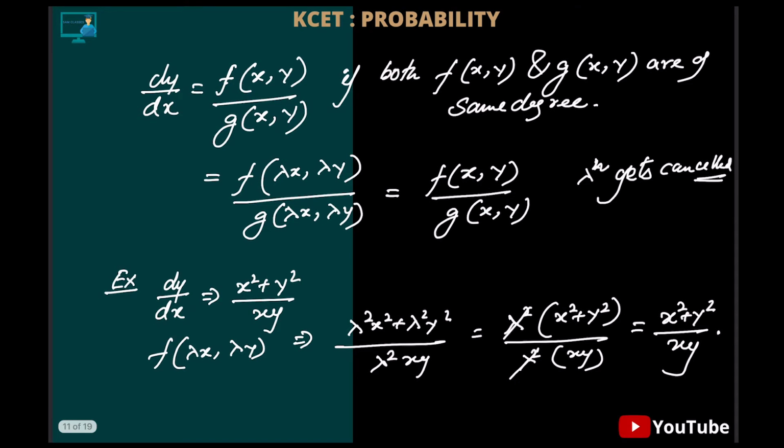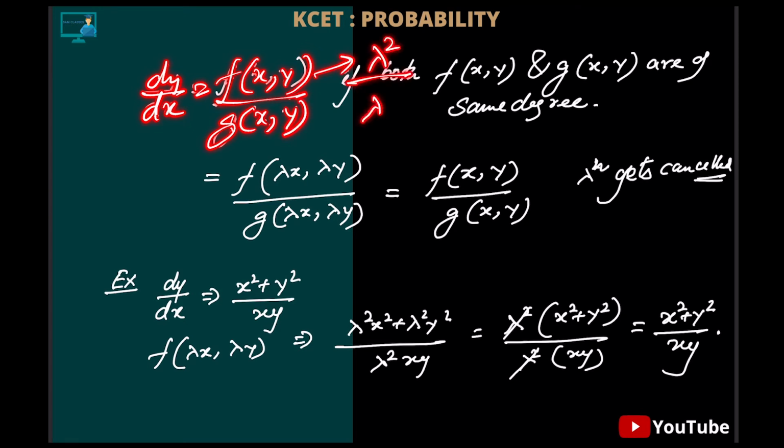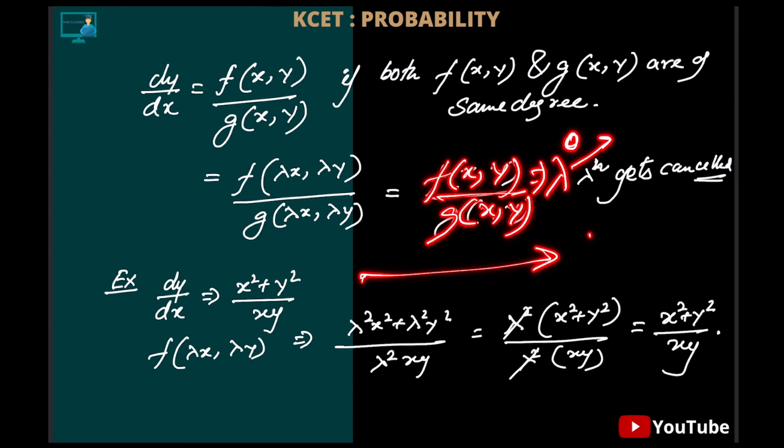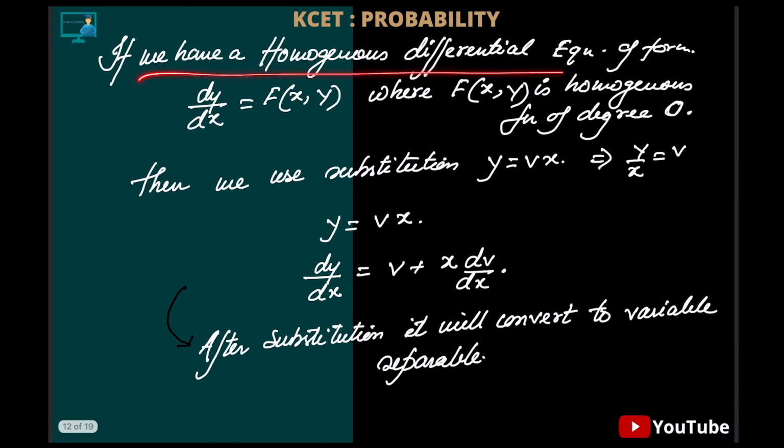So let's see. A lot of times, you'll see dy by dx comes in this form, f of x comma y by g of x comma y. Here, if both are of, let's say, degree 2, so lambda square on top, lambda square on bottom, it will be cut and we'll get f of x comma y by g of x comma y. So it means that here lambda power is 0.